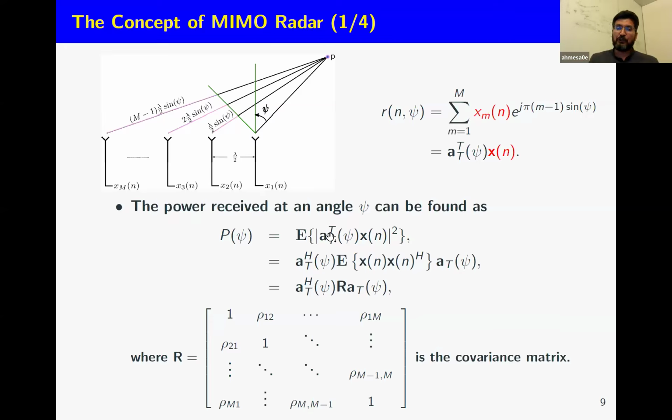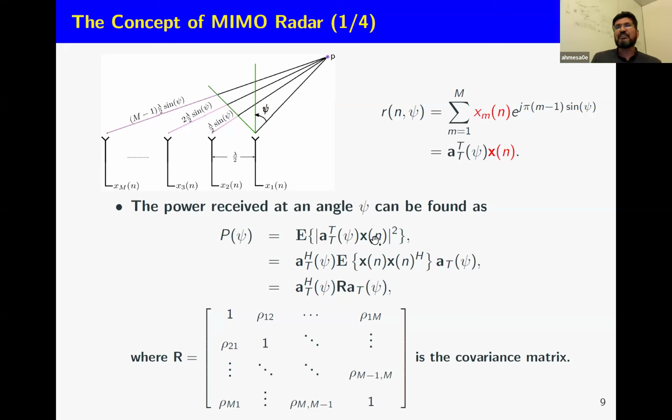So if I do this, I take the absolute value, then I square it, and then I take the expected value as well. You know that the steering vectors will not change at all inside the expectation, because they remain the same.